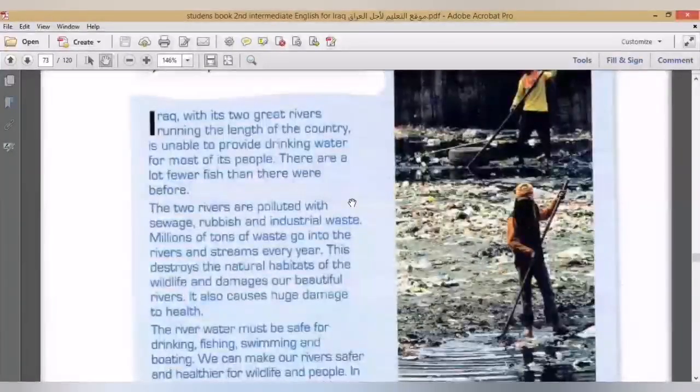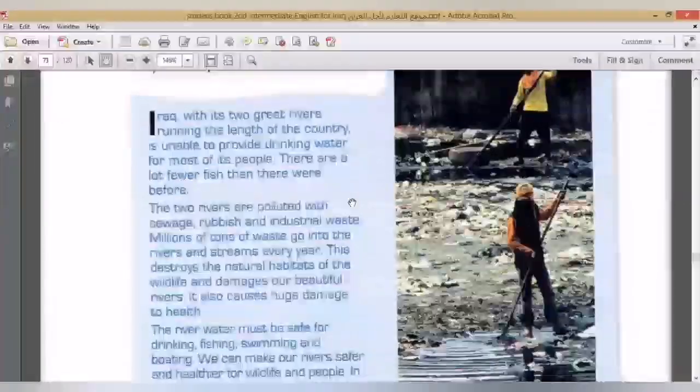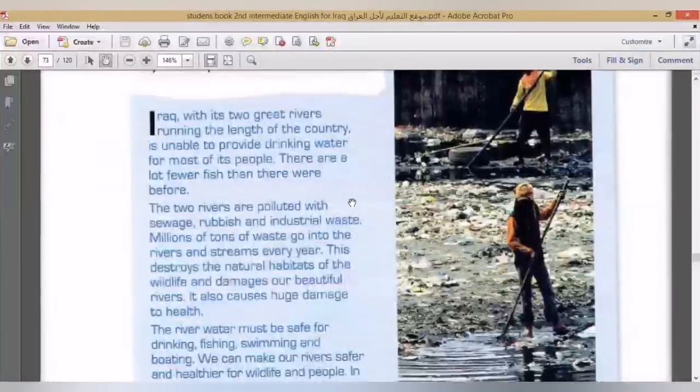Iraq, with its two great rivers running the length of the country, is unable to provide drinking water for most of its people. There are a lot fewer fish than there were before. The two rivers are polluted with sewage, rubbish, and industrial waste. Millions of tons of waste go into the rivers and streams every year. This destroys the natural habitats of the wildlife and damages our beautiful rivers. It also causes huge damage to health. The river water must be safe for drinking, fishing, swimming, and boating.